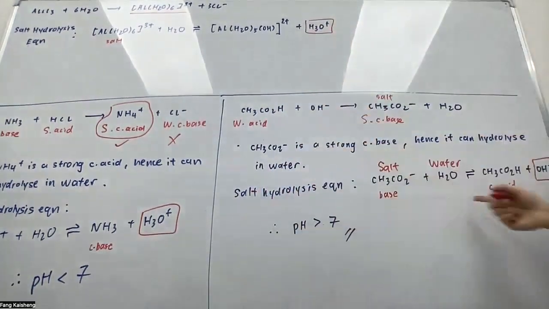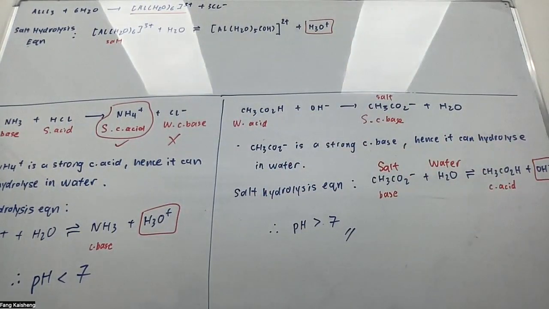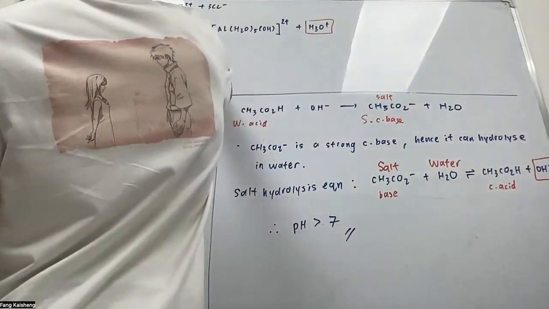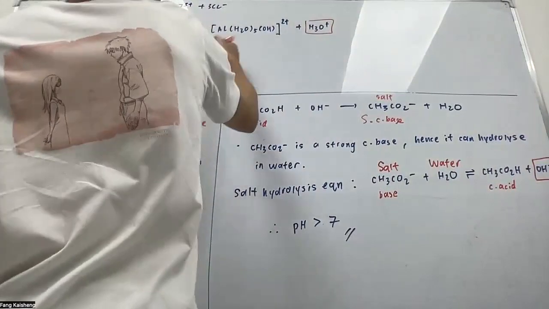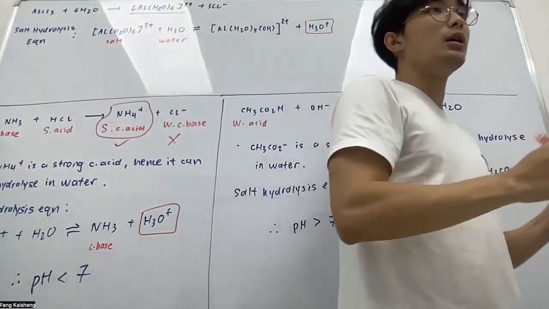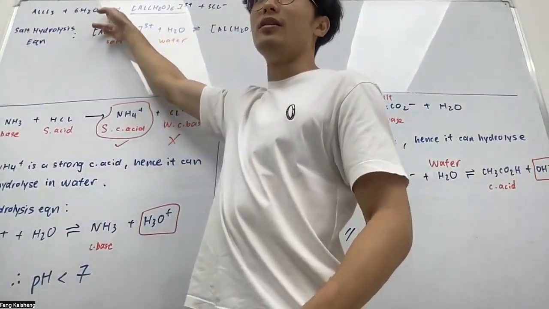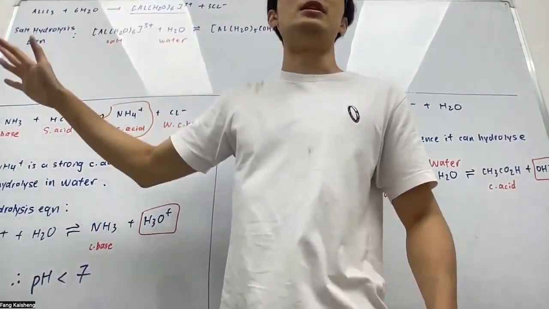Again, just box it up like what we did just now. Formulate this equation. There's no need to memorize. You can come up with it yourself, because you bear in mind the word salt hydrolysis. It takes the salt and water, then you can get this. So if you take aluminium chloride and put it in water, it will be acidic. That's what I'm trying to say.